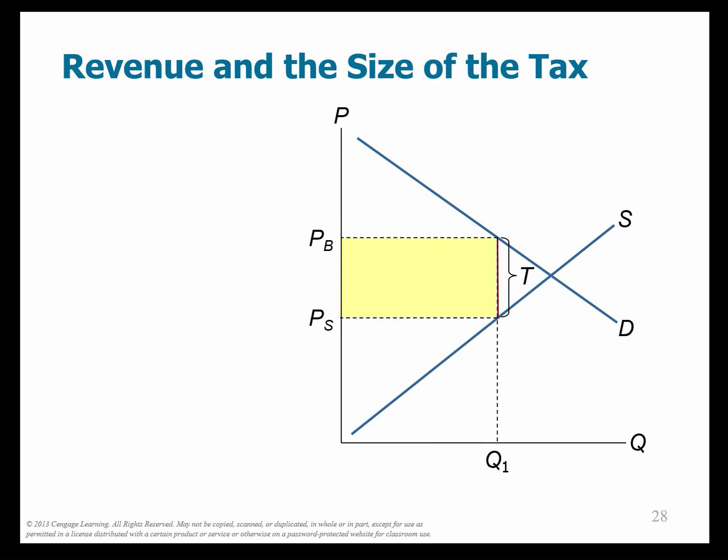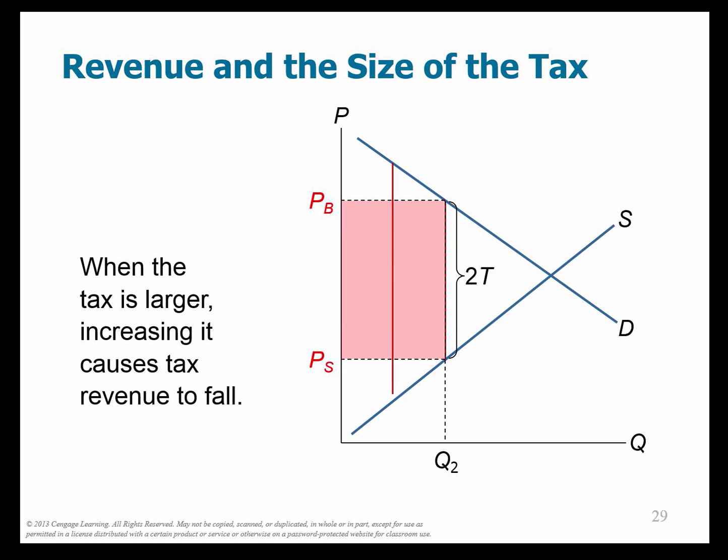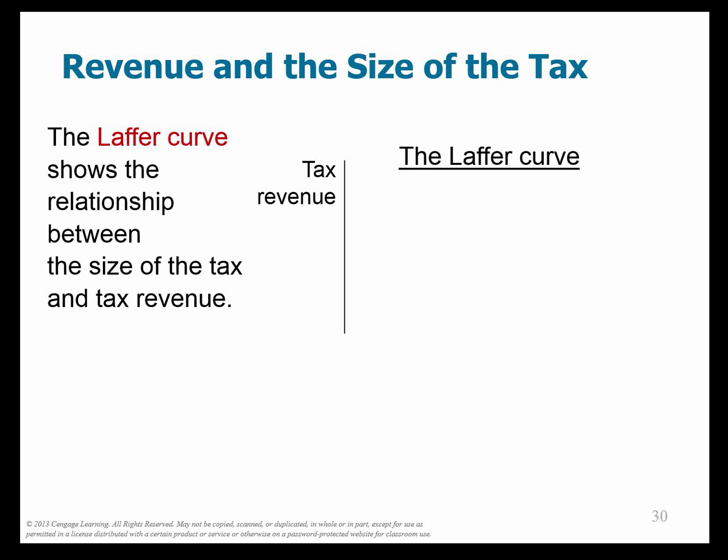Okay? So let's think about how much revenue the government gets. Now recall, this rectangle right here is the amount of money the government gets because they get $T per thing sold, and there's Q of them sold, so they get the area of this rectangle. And when the tax is small, if you increase the tax, the tax rectangle, the revenue rectangle, also gets big. But what happens if you increase the tax too much? You see, this tax rectangle starts getting smaller.